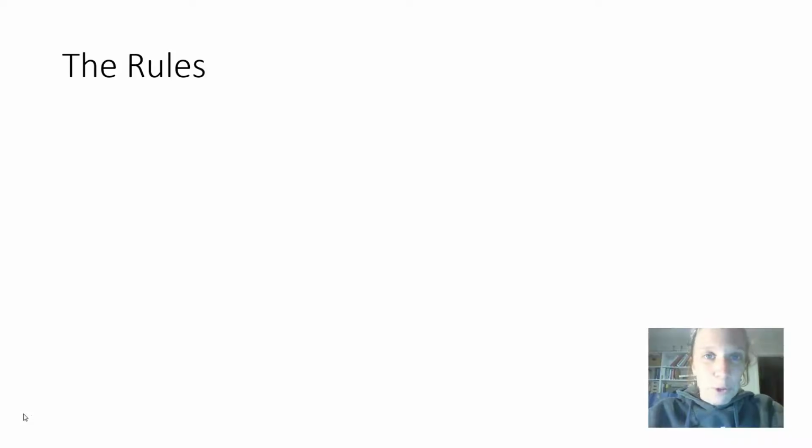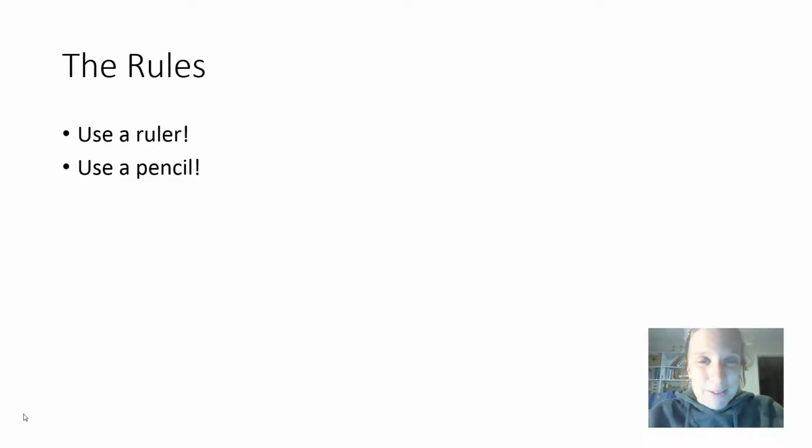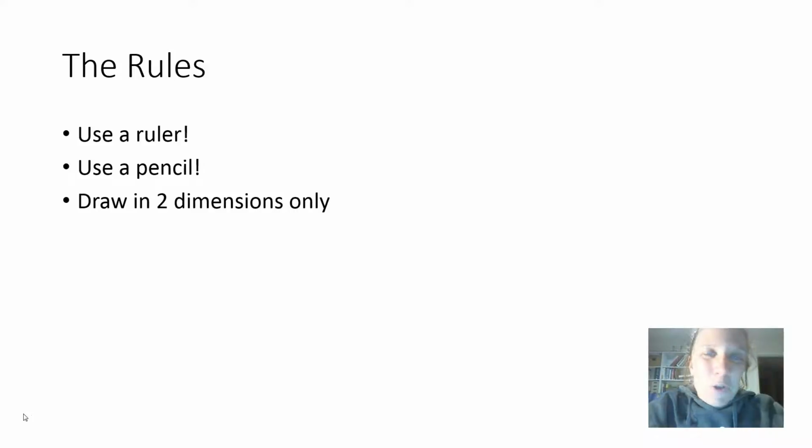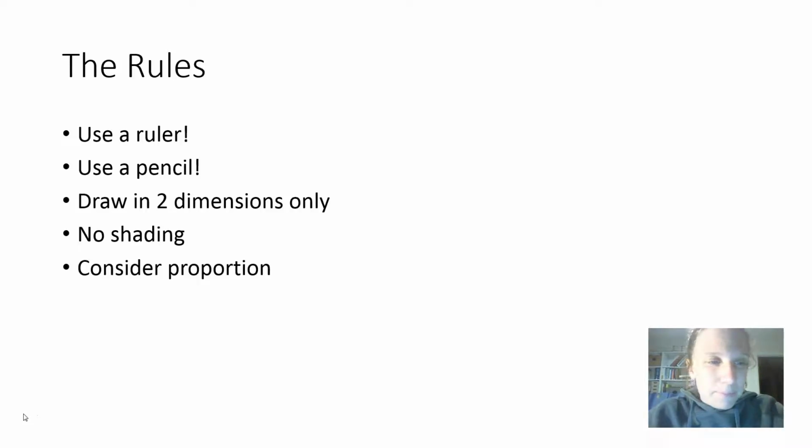The rules are pretty straightforward. The first two you will start breaking in no time, and I will nag you and nag you, so let's just skip it. Use a ruler and use a pencil, please, forever, for always, whenever you draw equipment. Also, please draw in 2 dimensions only, so don't try to show us a 3-dimensional object. 2 dimensions only. Don't shade it or attempt to color it in.